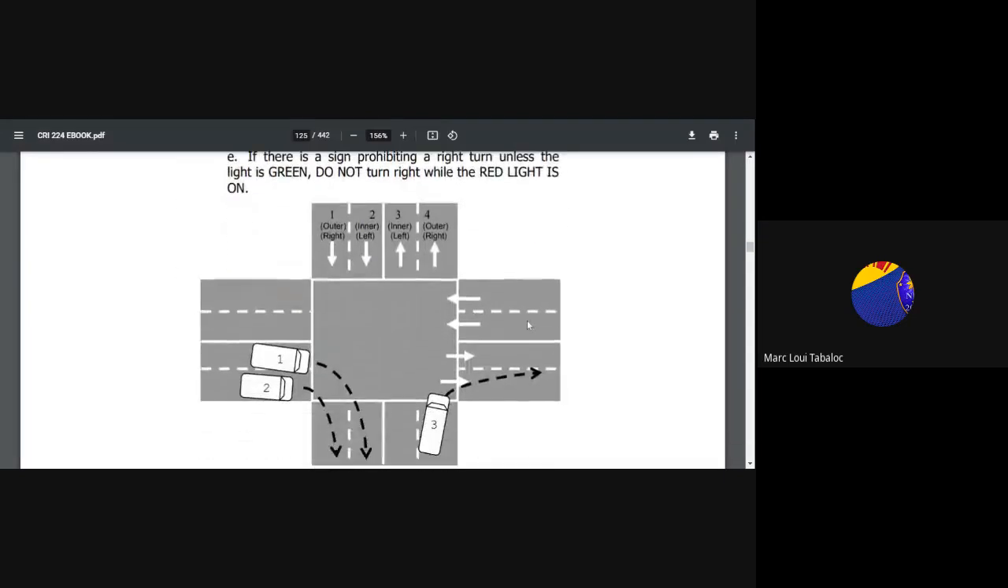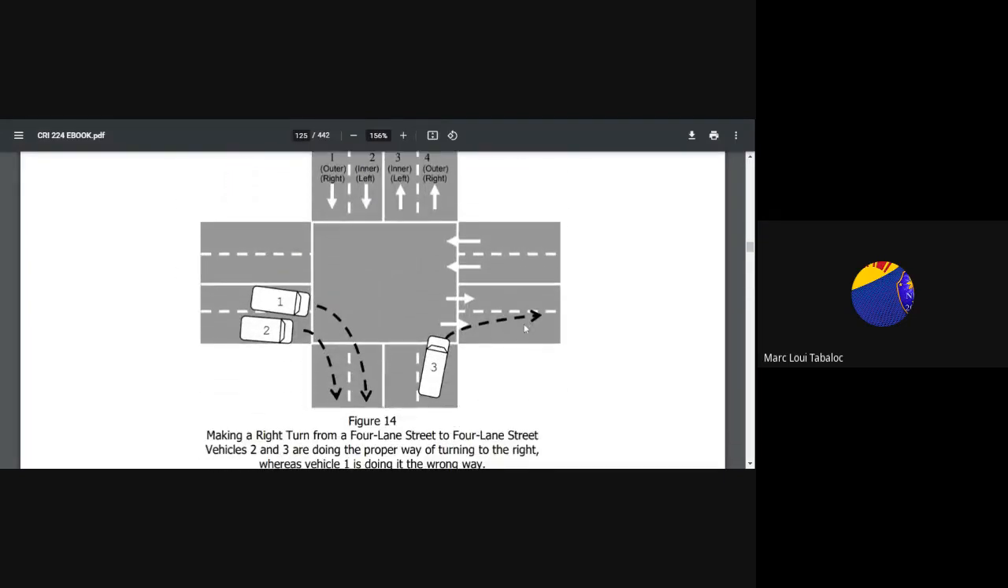Kagaya dyan. Na-mention ko niyan last time. Yan. Outer and inner lanes. Okay? 1 and 4 are outer lanes. 2 and 3 are inner lanes. Kung saan kayo nang galing na lane, when you turn to the right or to the left, stay on that lane when you're about to turn. Ayaw katinga na. Okay? Dili na Formula 1, okay?